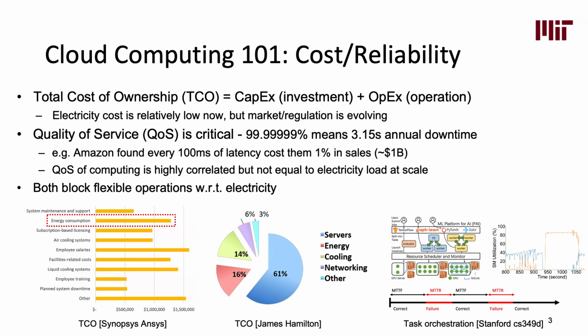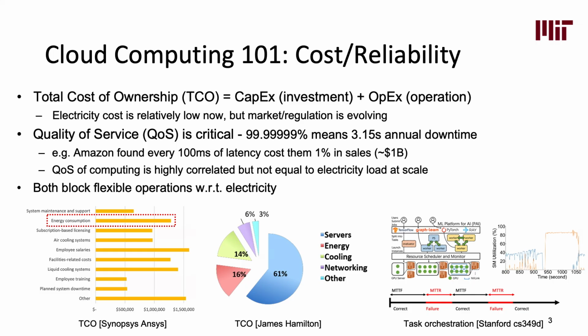For the TCO, there are two parts. One is the investment you need to make ahead, on the planning stage. And there's also the operation stage, which is OpEx, which covers all the operation costs. So when we're talking about flexibility in electricity these days, specifically for data centers, the flexibility often lies only in a very small part, which is the OpEx.